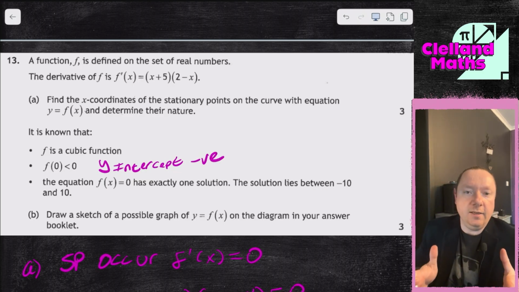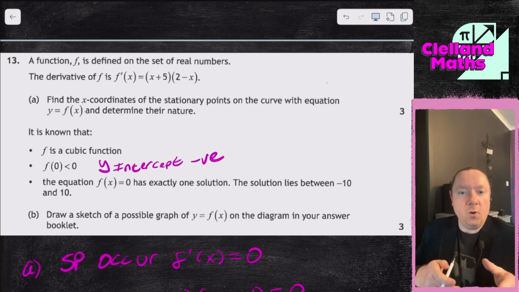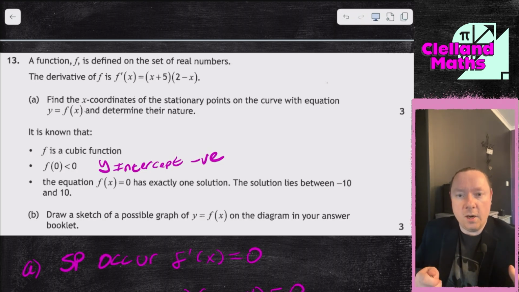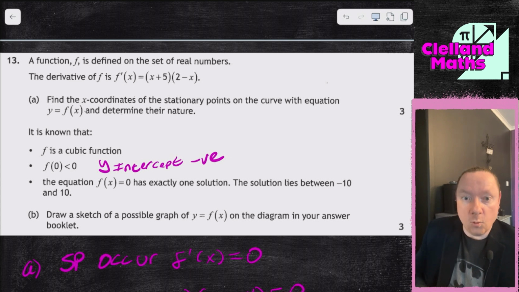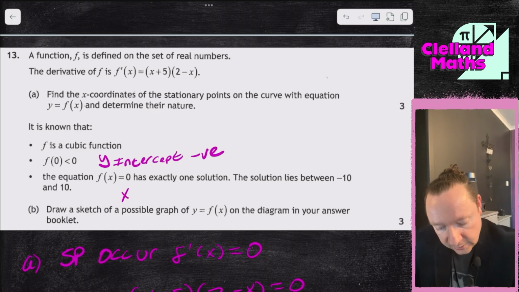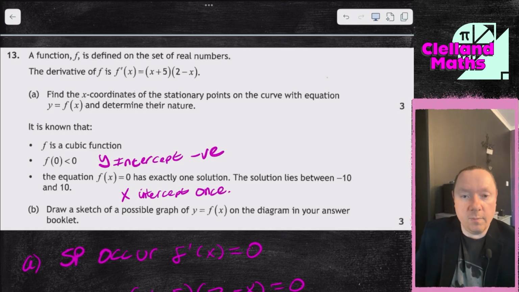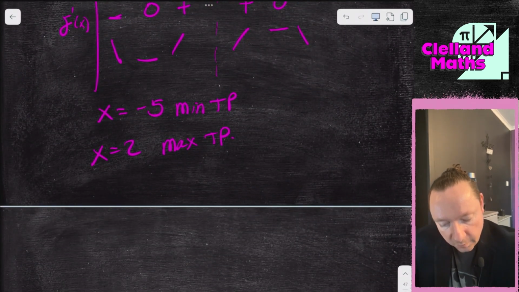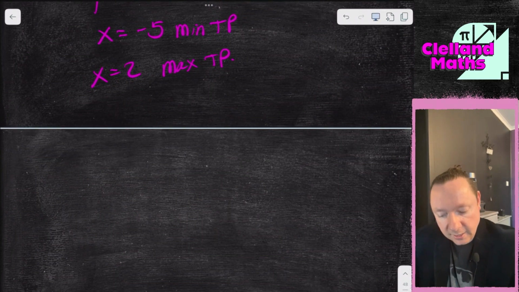Now you might have been thinking here, oh, I remember this. Turning point touches the x-axis means it's 1, but that's not true. It doesn't tell you that the whole thing has only one solution. If the whole thing only has one solution, it means that it only cuts the x-axis once and once only. So bear that in mind. So x-intercept just once. And we've already worked out our turning points, remember. Turning points are -5 and 2, and we know they're a min and a max.